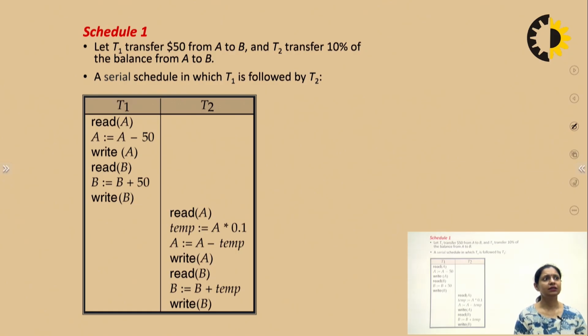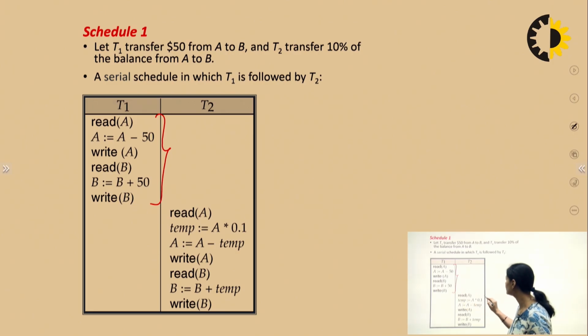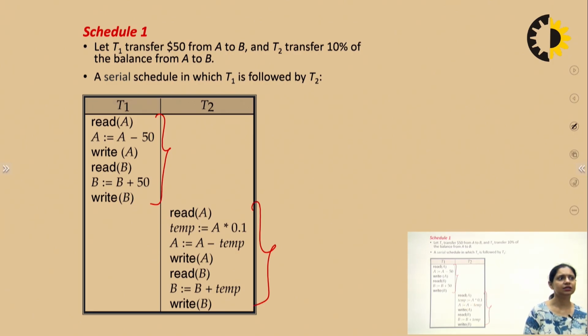Transaction T1 transfers $50 from account A to account B, and T2 transfers 10% of the balance from A to B. If we look here, T1 and T2 form a serial schedule because all the operations of T1 are executed first and then the operations of T2 are executed. Since T1 has to transfer the amount from account A to account B, it will first read the value in account A. Reading the value in account A leads to read A.